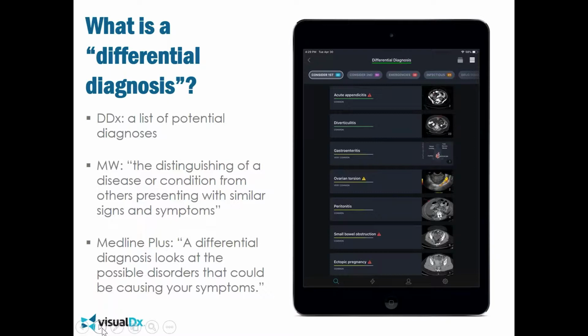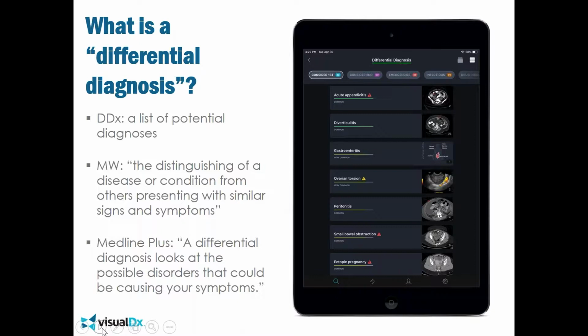A differential diagnosis is a list of potential diagnoses or the distinguishing of a disease or condition from others presenting with similar signs and symptoms, commonly abbreviated as DDX. A differential looks at the possible disorders that could be causing your symptoms. At VisualDx, we talk about the importance of building a solid differential diagnosis, and providers use our resource during the assessment portion of the SOAP note.